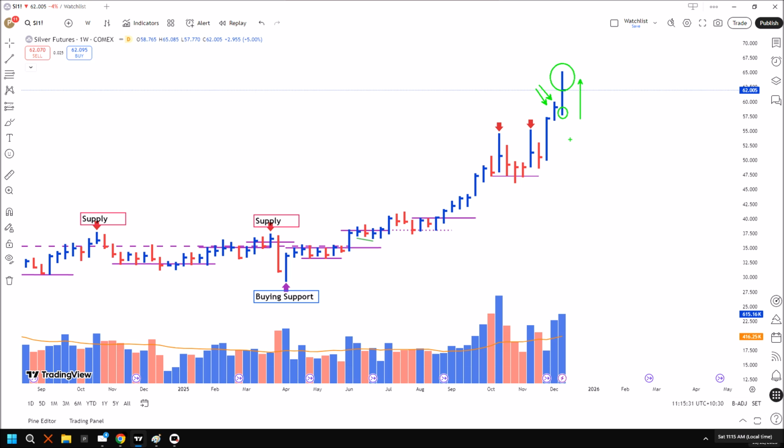I guess at some point it's going to come back and have to consolidate properly, but at this point demand is really strong. And that can be seen by these increasing volumes. Volumes are quite high, and the buyers are overwhelming the sellers at the moment.